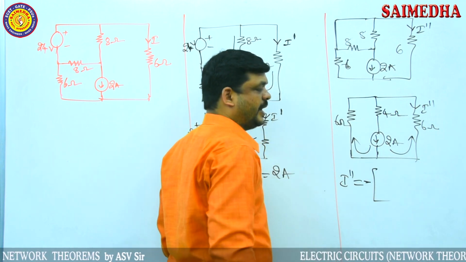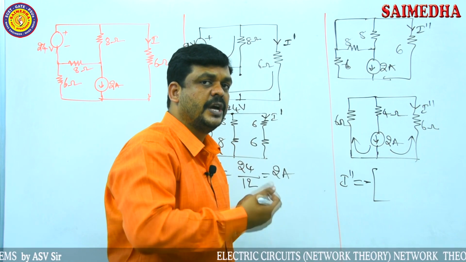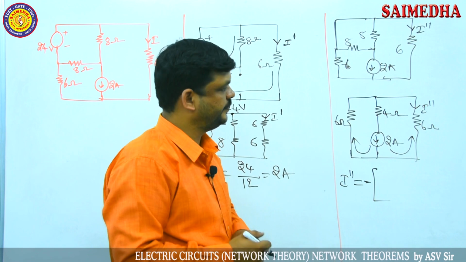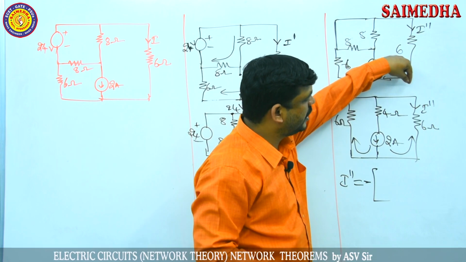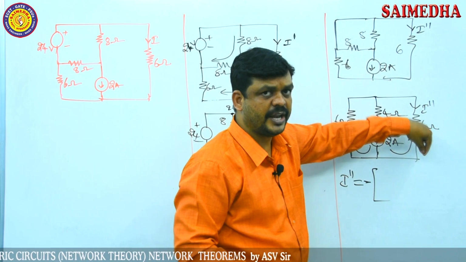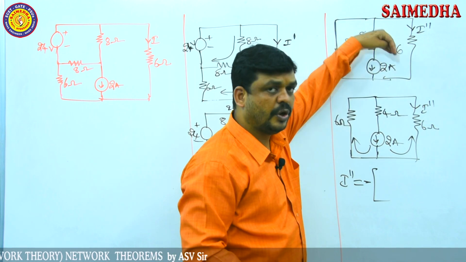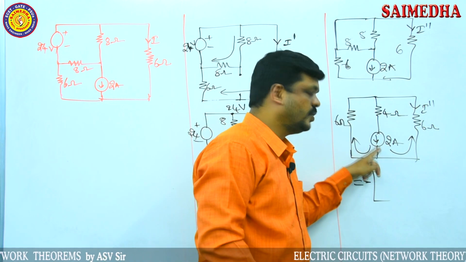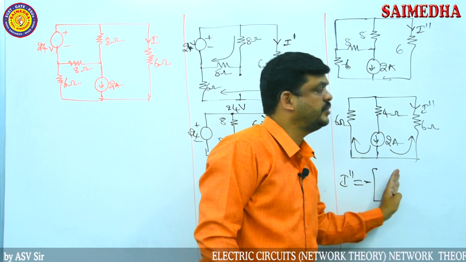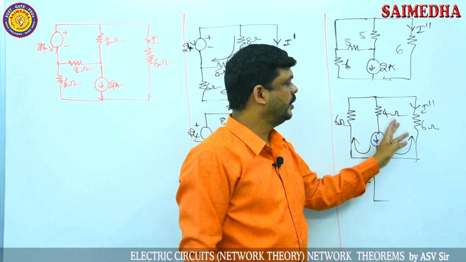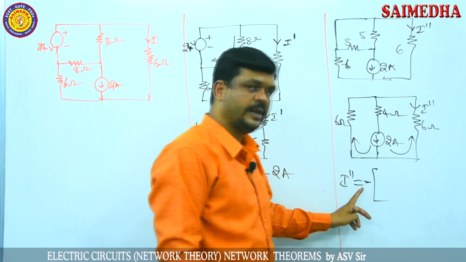I am writing the minus symbol here because the current due to that source is opposite to the assumed direction. According to the given problem, we want the current through the circuit in the downward direction. But according to the given source, the current flows in the upward direction. So the current is in the opposite direction. That's why I wrote minus here.